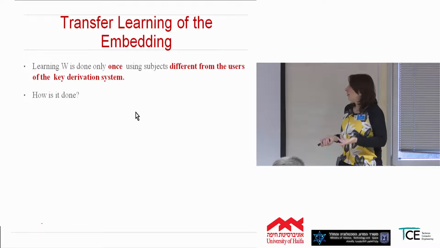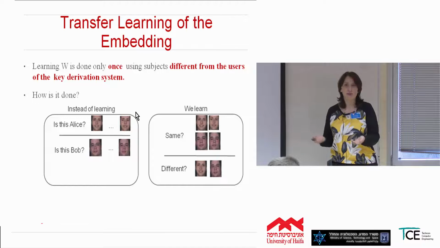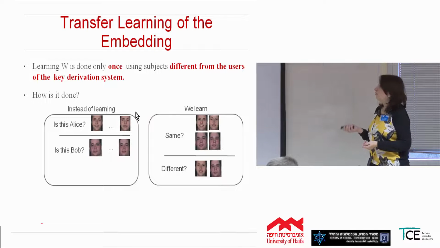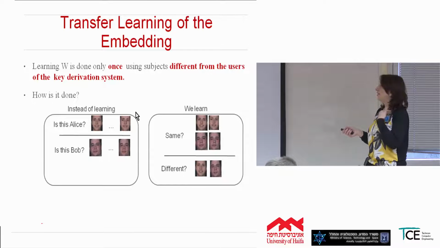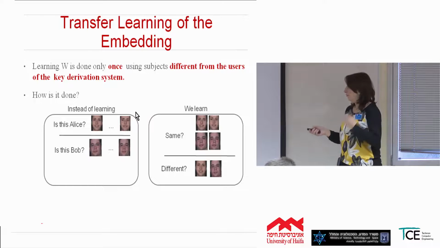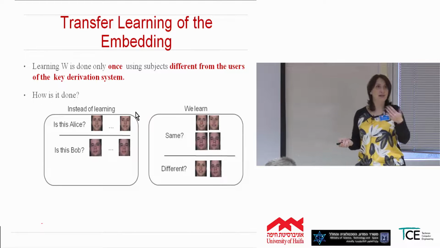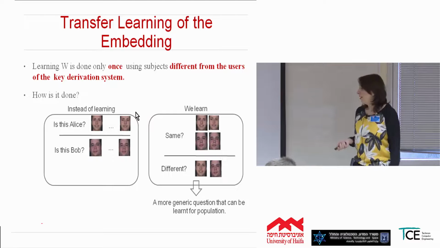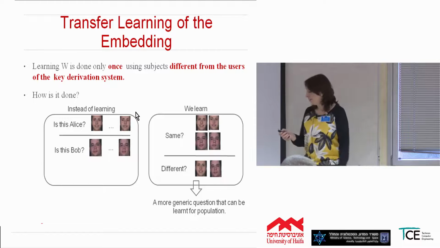So you can ask, how can it be done? You do recognition. How can you learn something so generic? This happens because we do not learn that this person is Alice and this person is Bob. What we learn is the concept: given two images, whether they are the same or different. And this you can learn on some population and apply on another population, because faces are faces. They have the same properties. So that's how we achieve a W which does not reveal any private information.